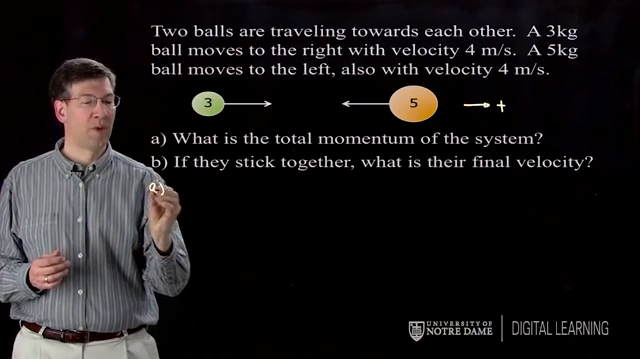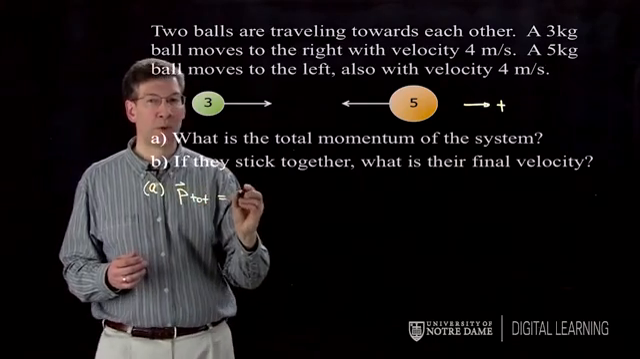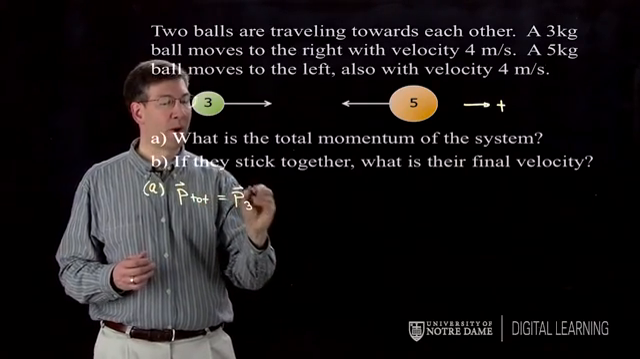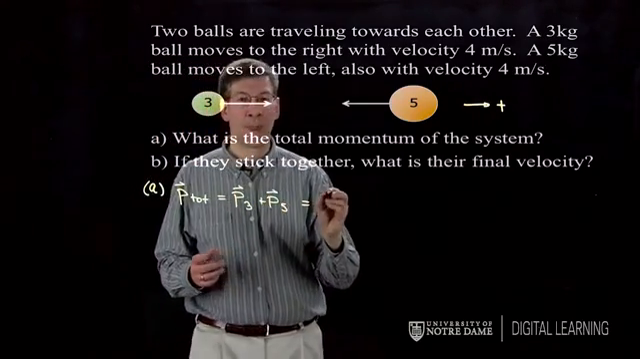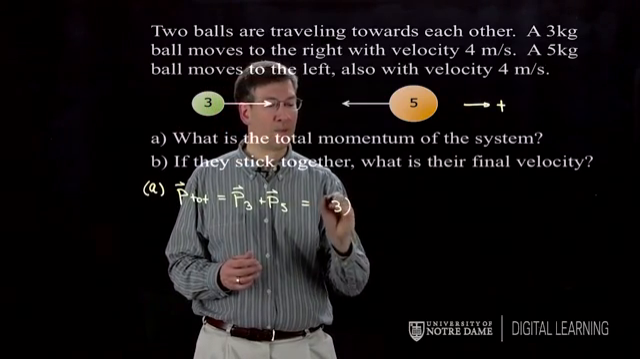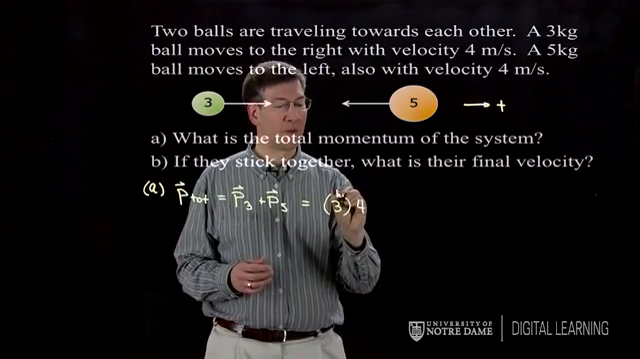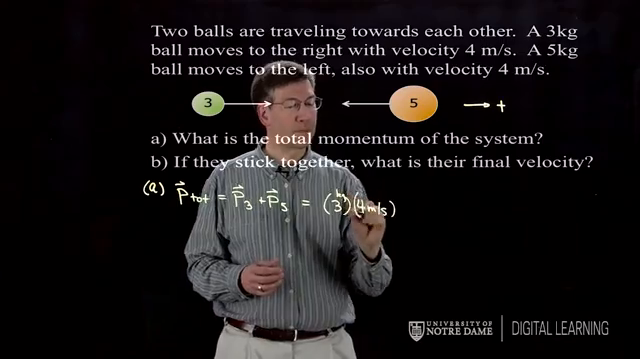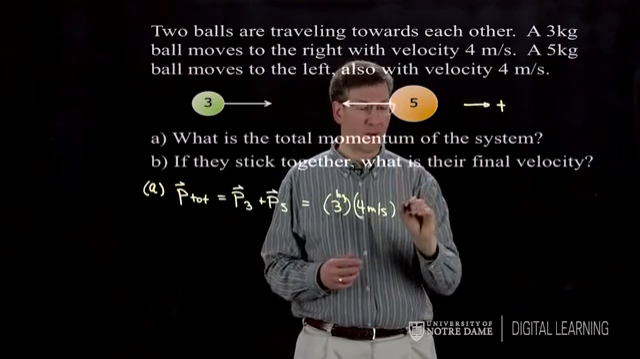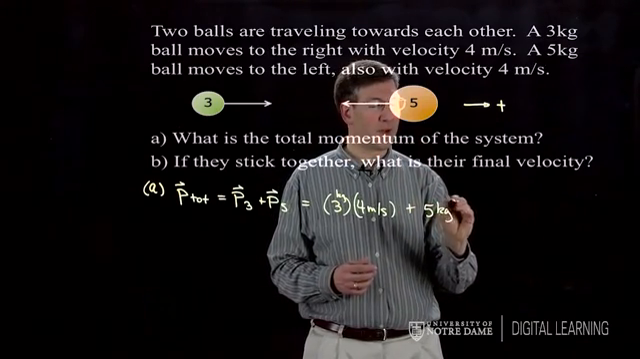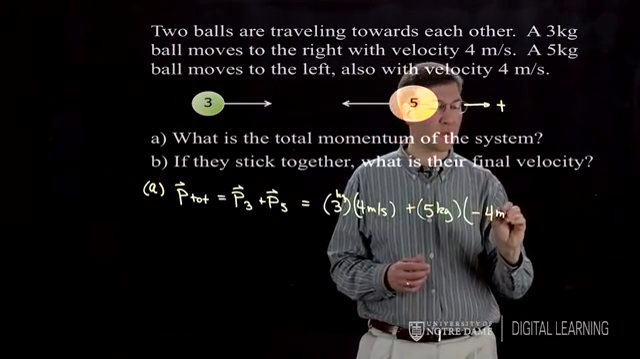So let's do that. For part A, the total momentum of the system, which is a vector quantity, is going to be equal to the momentum of the 3 kilogram ball plus the momentum of the 5 kilogram ball. So we've got 3 kilograms times the speed of 4 meters per second. I should probably put in units here. So this is 3 kilograms, 4 meters per second. That's a positive velocity. Then I have to add the momentum of the 5 kilogram object. So it's 5 kilograms. Since it's moving to the left, its velocity is negative, so that's minus 4 meters per second.